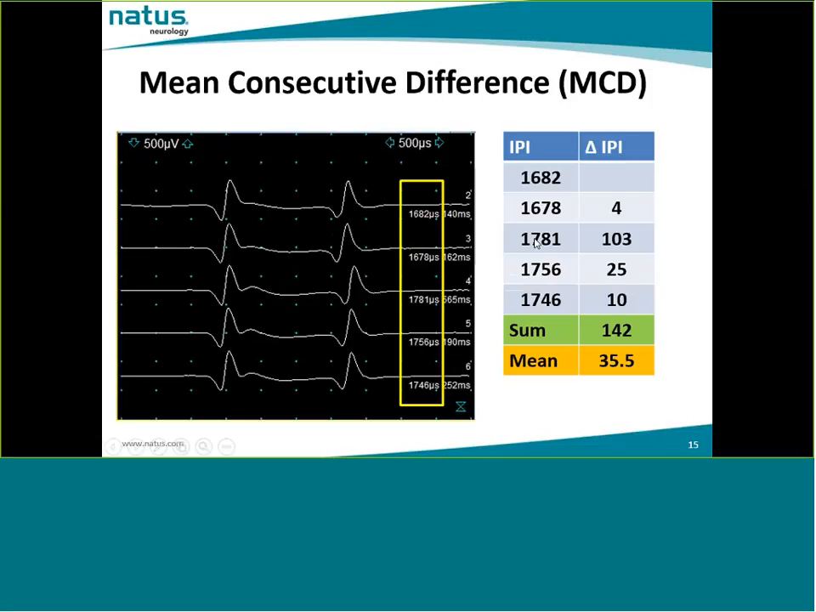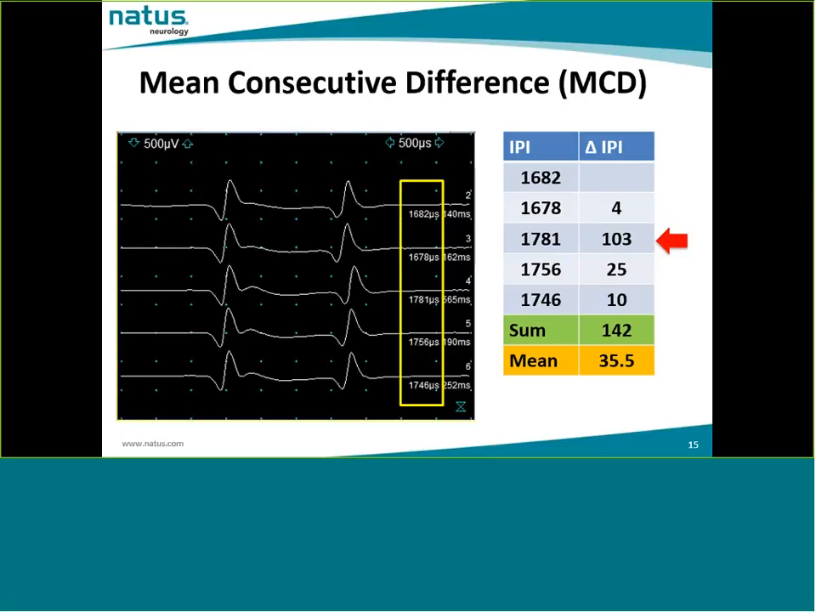Let's look at the first 2 intervals, 1682 and 1678. Their difference is 4. And I'm going to note it down in the next column, which is called the delta IPI, or the difference in the interpotential intervals. Let's take the next pair of interpotential intervals, 1678 and 1781, and the difference is 103. If we get a negative difference, we ignore the sign.